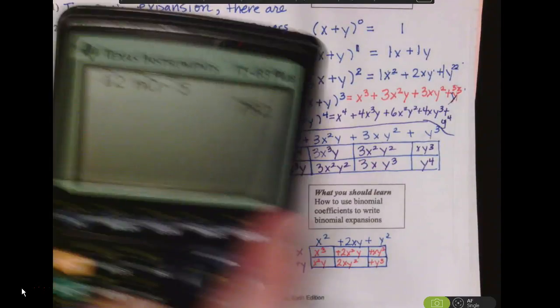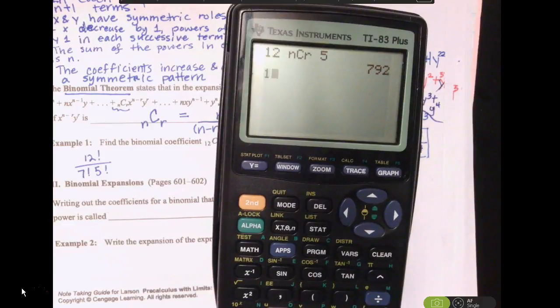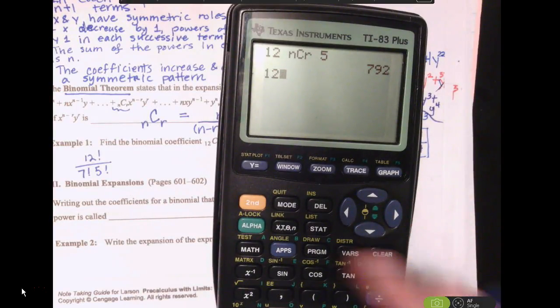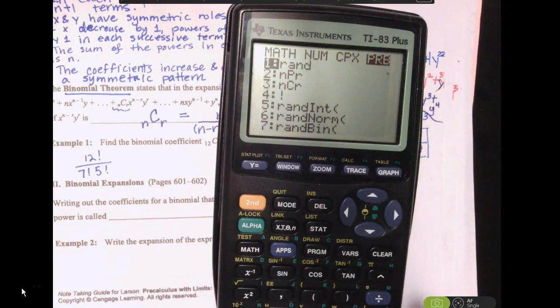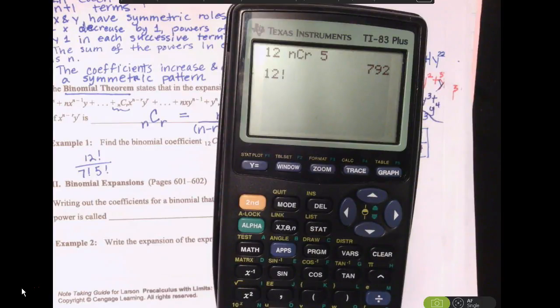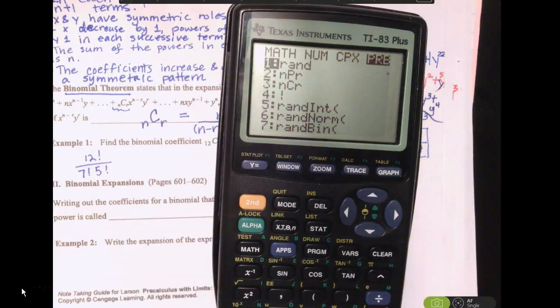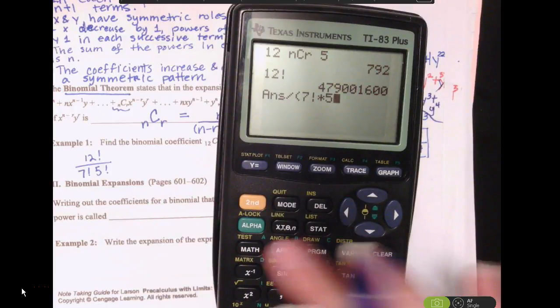So let me do that the long way. So I will do 12 factorial, and factorial is in math. That's number 4. 12 factorial. Don't be scared, it's a really big number. Divided by, and then I'm going to do 7 factorial times 5 factorial.